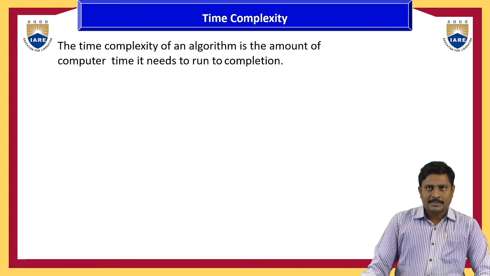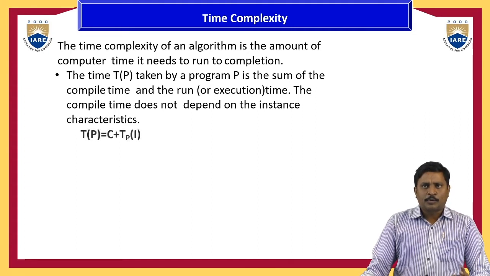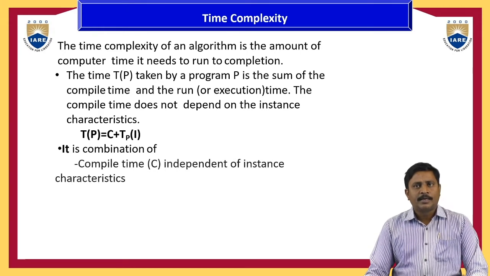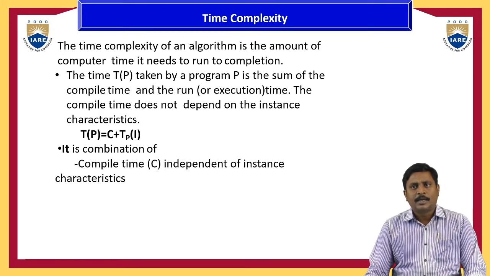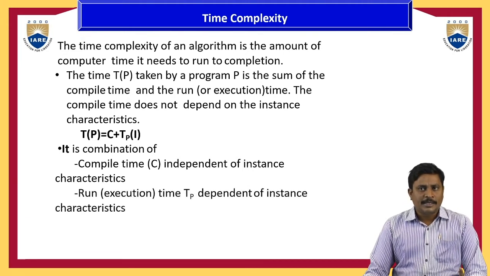Next, time complexity. The time complexity of an algorithm is the amount of computer time it needs to run to completion of the program. The time T of P taken by the program P is the sum of the compile time and the run time. The compile time does not depend on the instance characteristics. So T of P we write as C plus TP of I. It is a combination of compile time, independent of instance characteristics, and run time, which depends on instance characteristics.